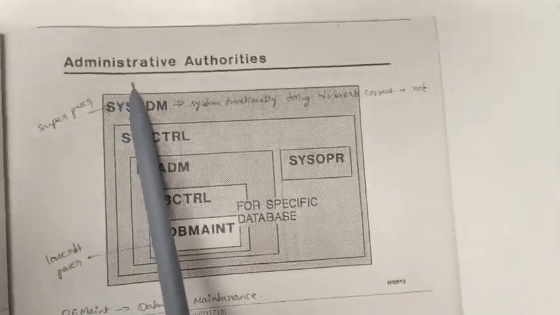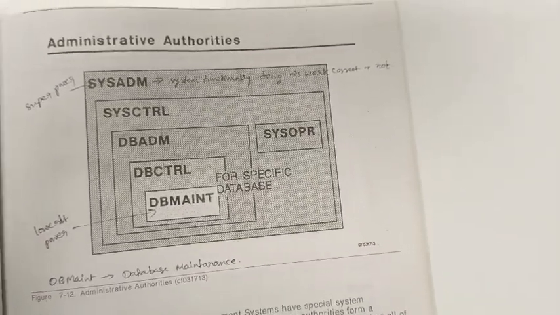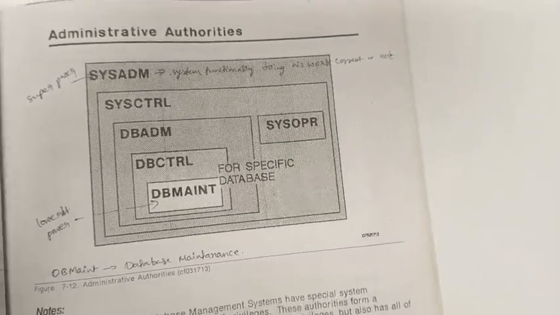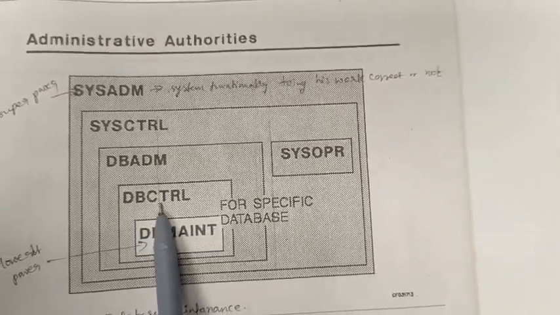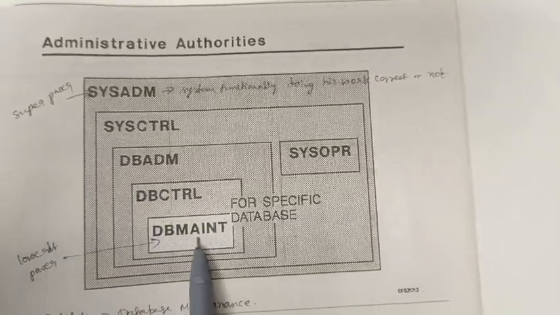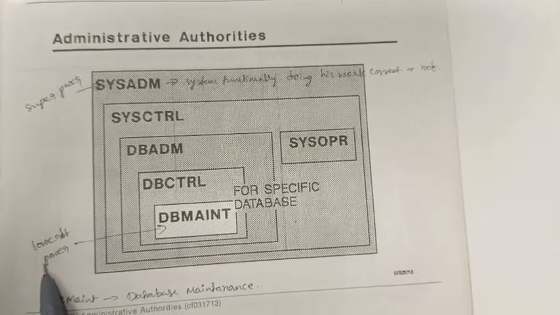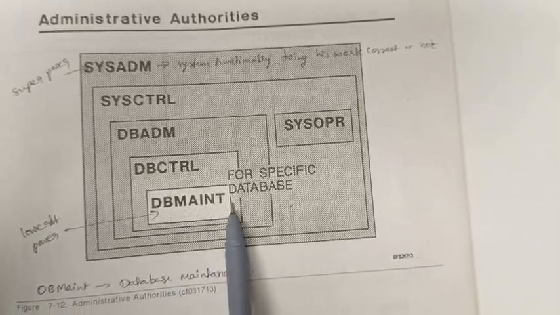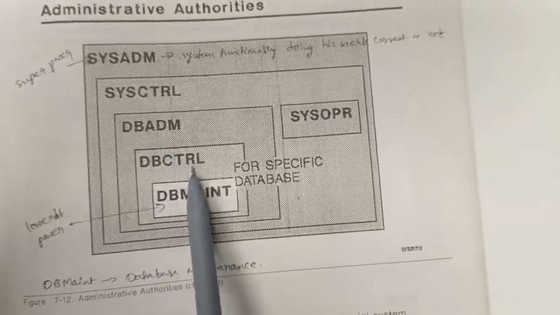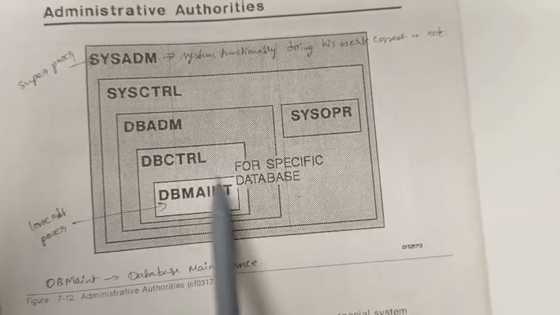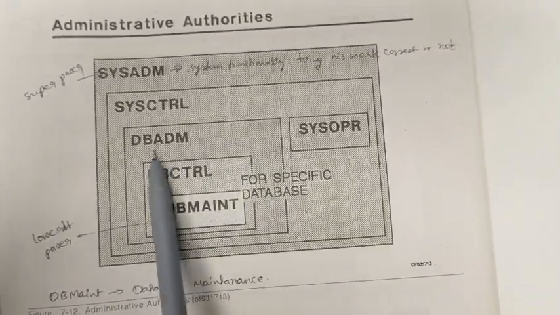And these are administrative authorities, how we can control them for the administrator. These are the different types of administrator we have in DB2. We can see DB maintenance, and then DB control, and DB admin. These are for a specific database. DB maintenance has the lowest power; he can do maintenance only. And DB control has higher authority, and DBA has higher authority over all these things for a specific database, called the database administrator.